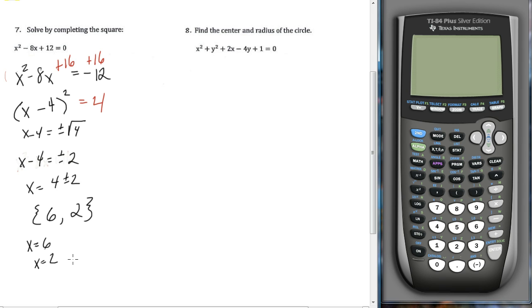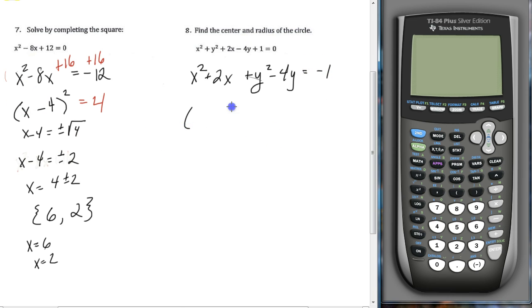Number 8, find the center and radius of a circle. Now, it doesn't look like a circle how you're normally used to seeing it, because in this problem the x's and y's are mixed together. So first thing is you're going to put the x's with x's, the y's with y's. I give a little space here like this. And while we're at it, why don't we just move the 1 over to the other side? Call it negative 1.